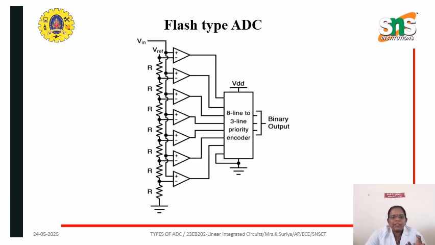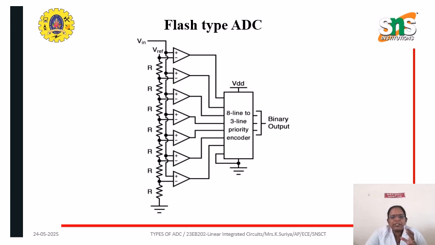Next one is the flash type ADC. The flash type ADCs are the fastest type of ADCs, using a parallel architecture to convert the analog signal into a digital signal in a single step. It consists of a series of comparators that compare the input voltage against the reference voltage.